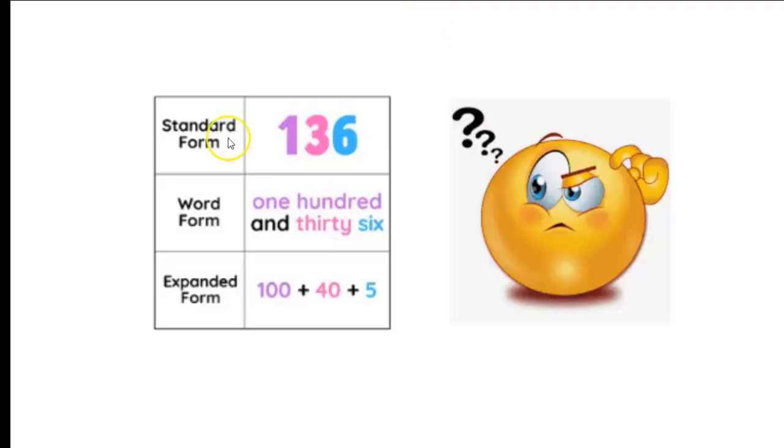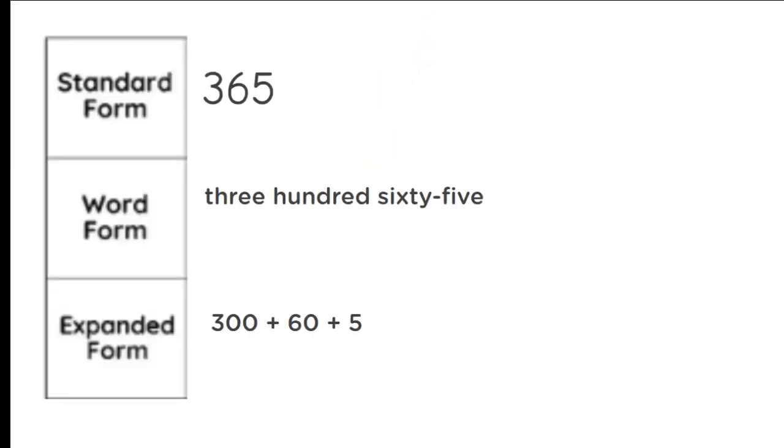We have standard form, which we can also consider number form. Then we also have word form, and obviously it's words, and expanded form. That's when we stretch it out and we add the values together. Here's an example. I have the number 365 in standard form. You want to remember that word standard. You're going to hear that a lot, and it's just simply numbers, in number form. Just make sure you understand that.